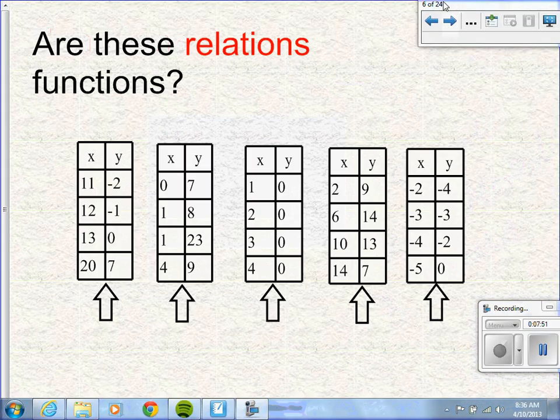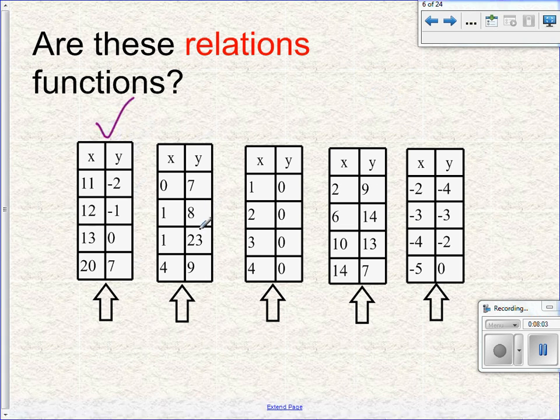Okay, so let's look at the next slide. Let's take a look at these tables of values and determine which relations are functions. Is this a function? Yes. Why? Yes. What about this one? No. No, what's repeating? One. Notice we're looking at the x column, okay?